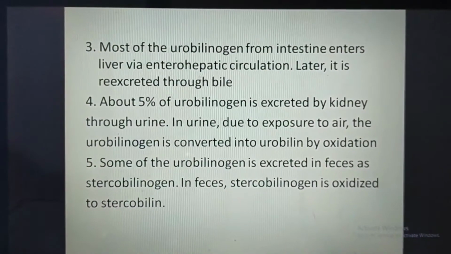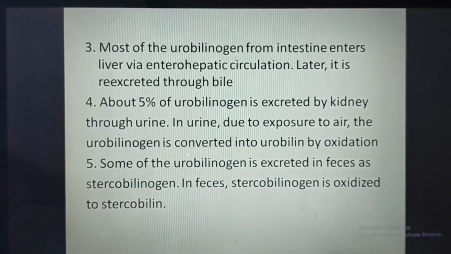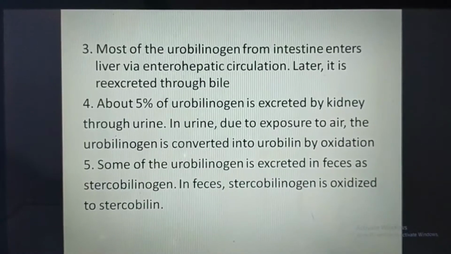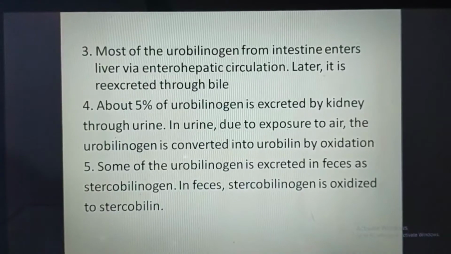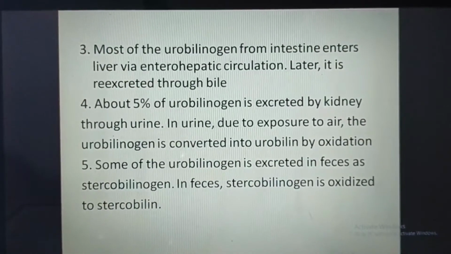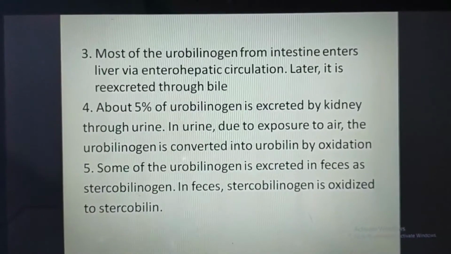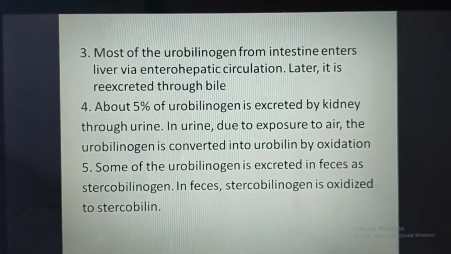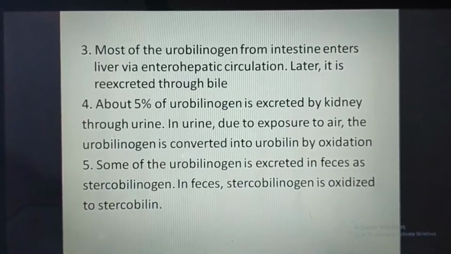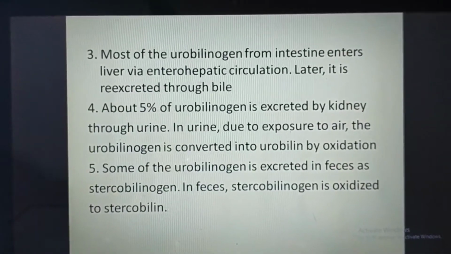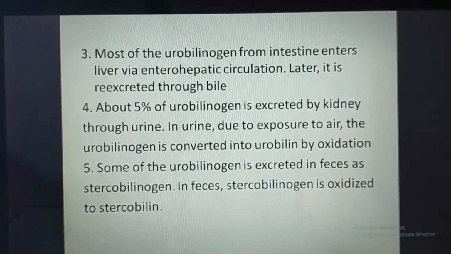Most of the urobilinogen from intestine enters the liver via enterohepatic circulation. Later, it is re-excreted through bile. About 5% of urobilinogen is excreted by kidney through urine. In urine, due to the exposure to air, the urobilinogen is converted into urobilin by oxidation. Some of the urobilinogen is excreted in feces as stercobilinogen. In feces, stercobilinogen is oxidized to stercobilin.